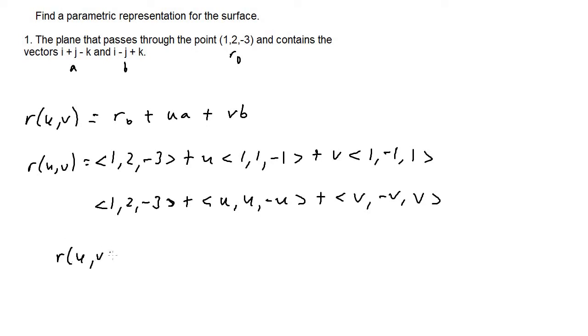So r of u and v, the vector function in terms of both of those parameters, is going to be equal to, now I'm going to add similar components, so we have 1 plus u plus v. So that is going to be the x component, comma the y component. We're going to add the y components of each vector. So 2 plus u and then minus v this time. So 2 plus u minus v, that's the y component. And then for the z component, we have negative 3 minus u plus v. So I'll write down negative 3 minus u plus v.